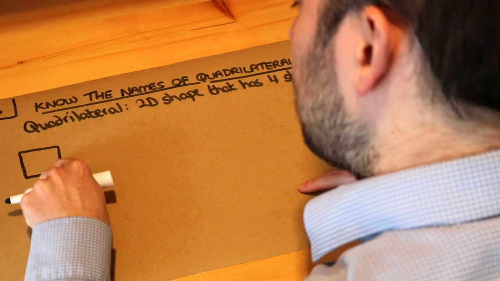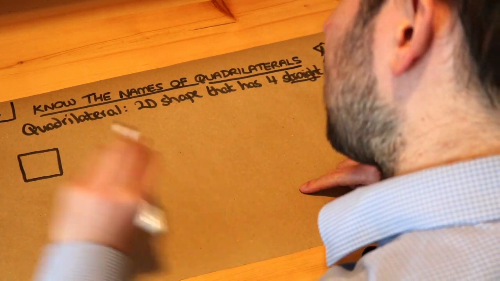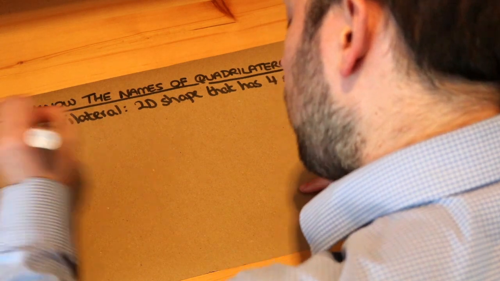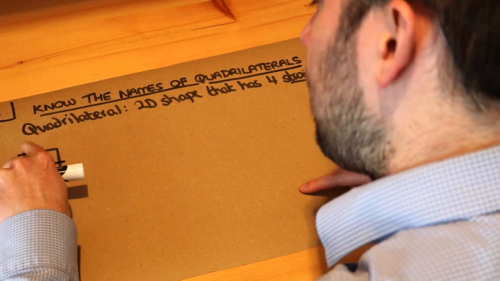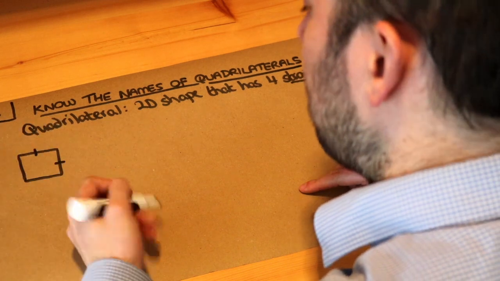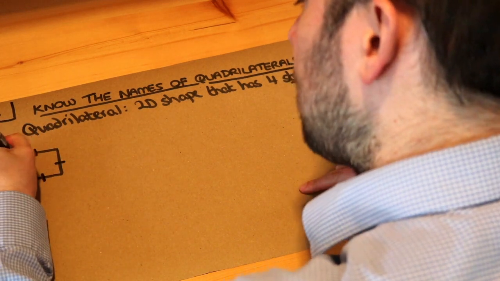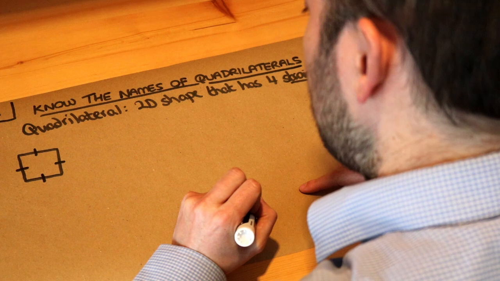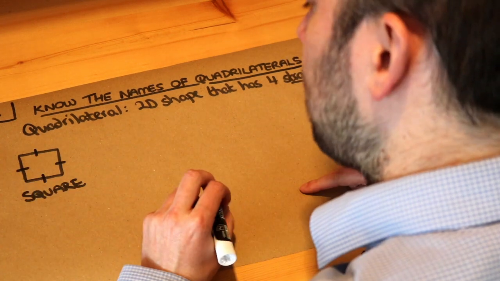Well, all the sides are the same length. And the way we could indicate that is to put a little mark. So we put 1 mark here, and then we put 1 mark here. And if they both have 1 mark, it means they have the same length. This has the same length, and this has the same length. So this is a square. And it also has 4 right angles.